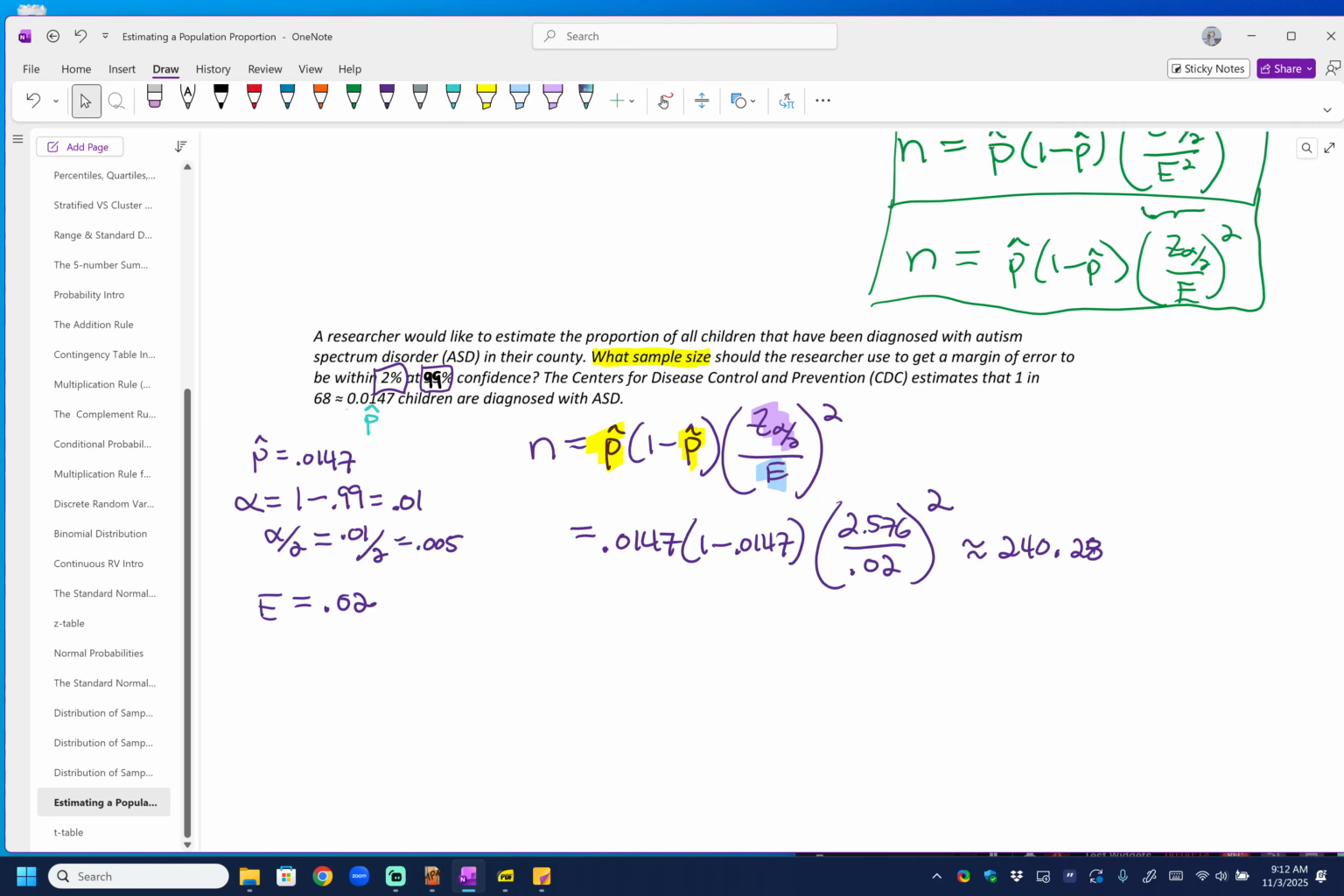The problem is the only way that we can capture this margin of error and this confidence is if we reach 240.28. If we don't reach that, then something that we need to happen is not being done or not being qualified for that. So the only way that we can absolutely ensure that these are met is if we go up always. So the directions will always be in these problems: round up no matter what.